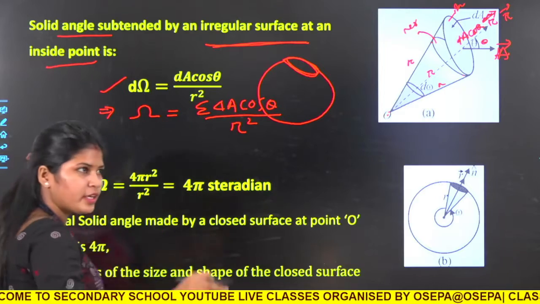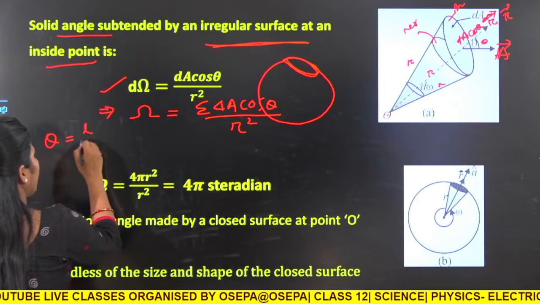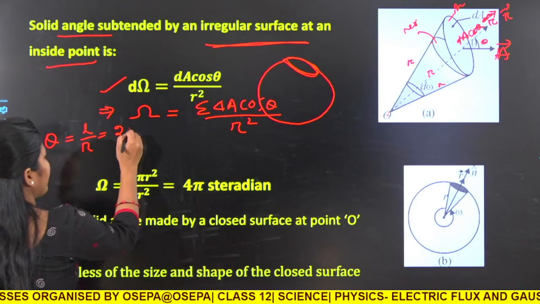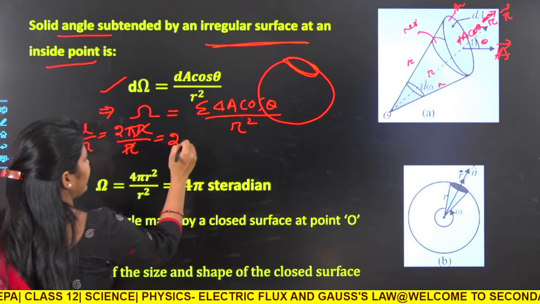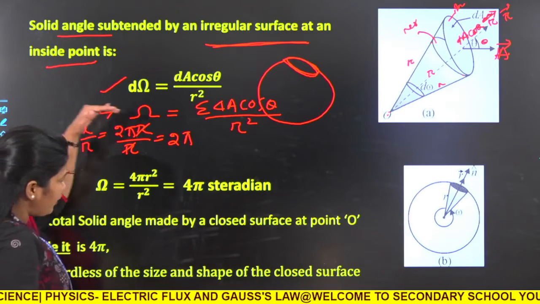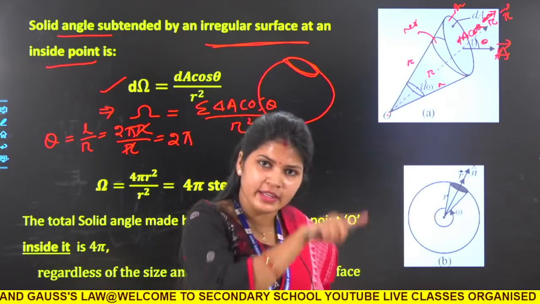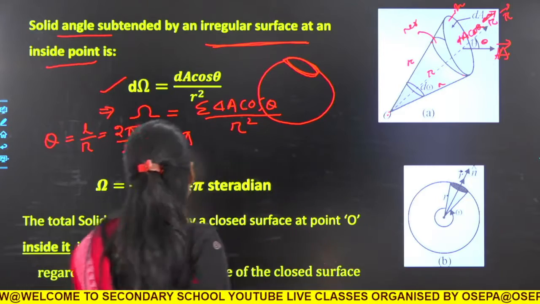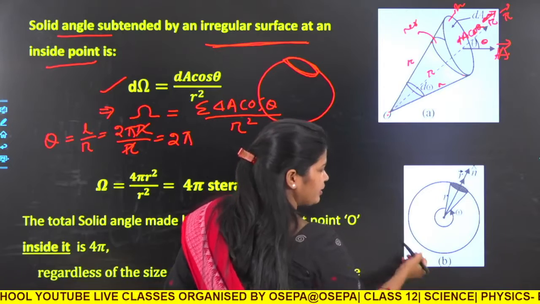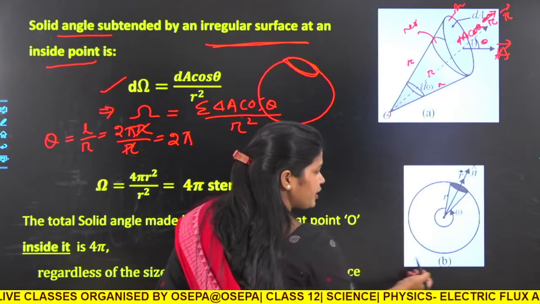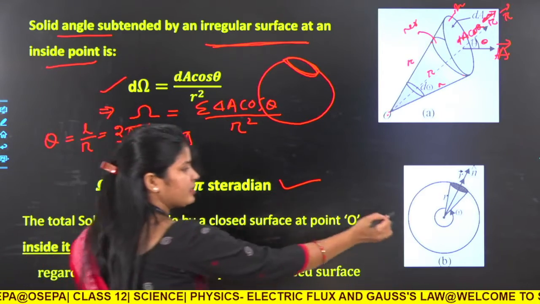As the complete circle subtends an angle, that is L by r, you can write 2 pi r by r, r cancels, that is 2 pi radian. So as the complete circle subtends an angle 2 pi radian at the center, similarly the complete sphere subtends an angle 4 pi steradian at the center.